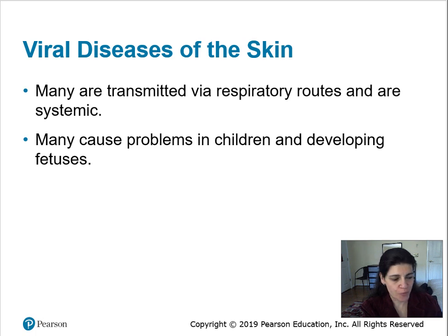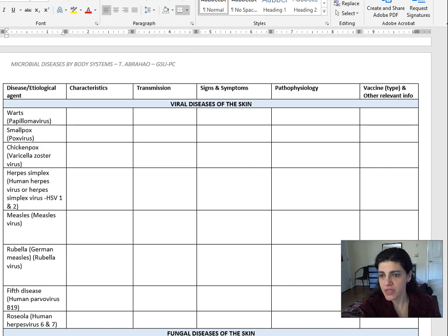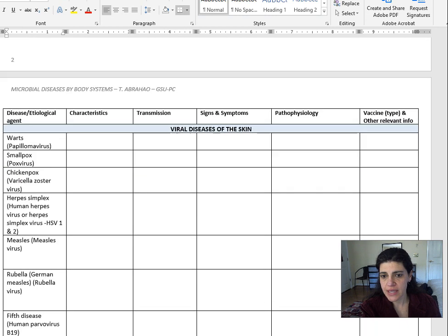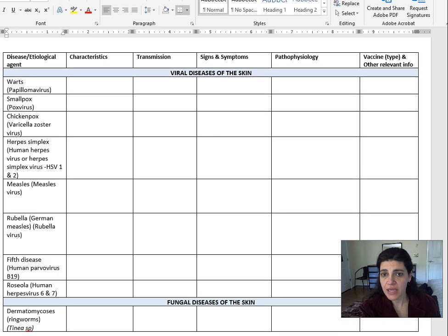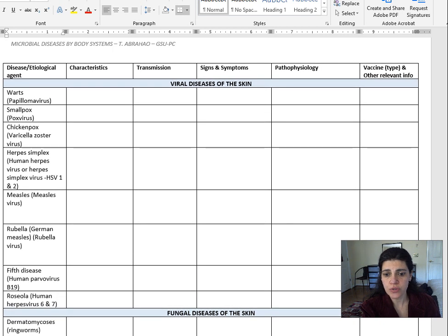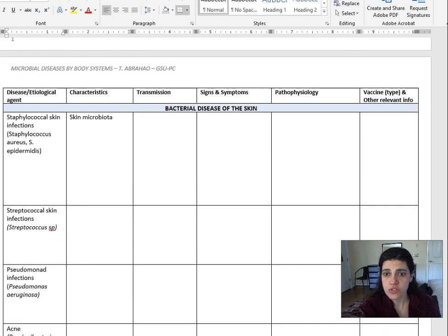But before we continue, I just wanted to make sure I point this out to you. We have this document that I created that can be supported by another table that we also have posted in iCollege. I want you to use this for your study. You don't have to turn it in. You're just going to use this to help you summarize the characteristics, the transmission, the signs and symptoms, the pathophysiology, and if there is a vaccine or any other important information about the diseases that we're covering in these chapters.